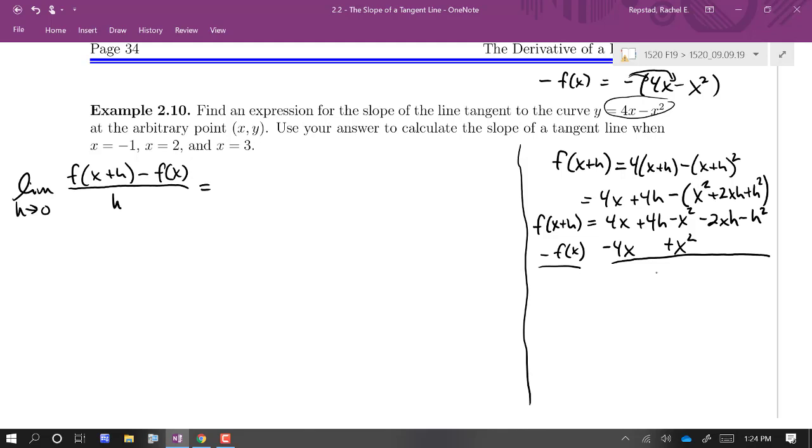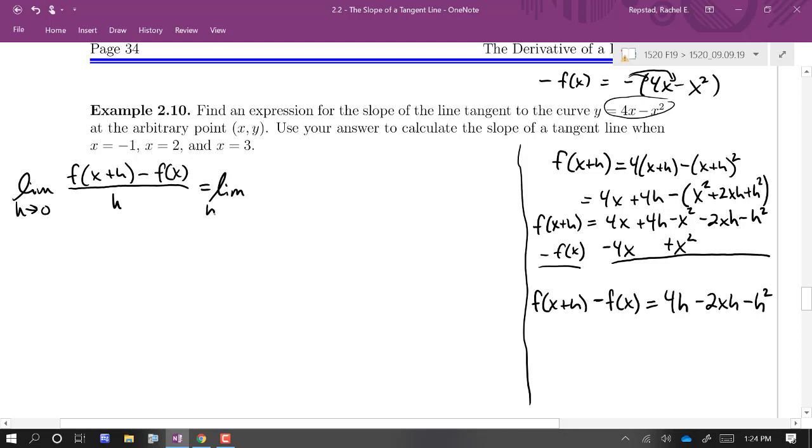Yeah, so you just did the subtraction, because these cancel out. So f of x plus h minus f of x is equal to 4h minus 2xh minus h squared. Yeah, that is precisely correct. You can pull an h out. We can, and we will.